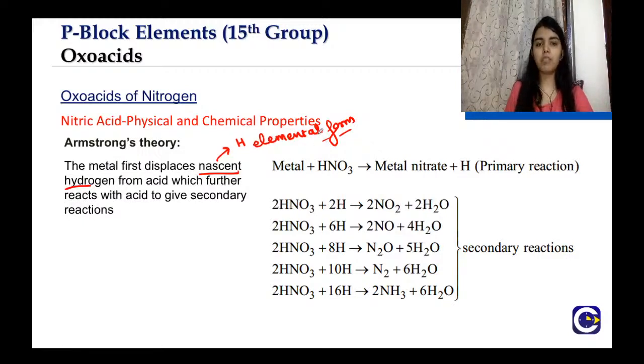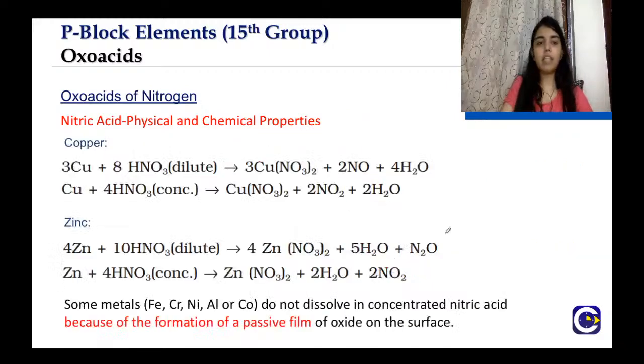In the primary reaction, the metal displaces the nascent hydrogen. The hydrogen is left and the metal nitrate is formed. Now, the nitric acid combines with this nascent hydrogen in different ways to produce products like NO2, NO, N2O, N2 and ammonia. So, these are the secondary reactions. We will look at the examples.